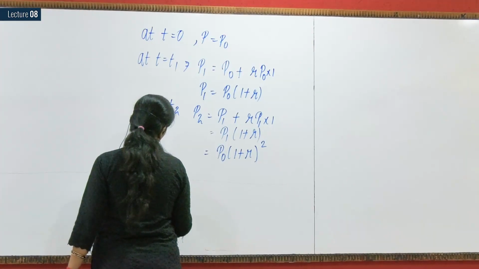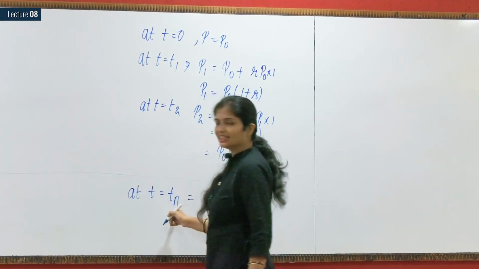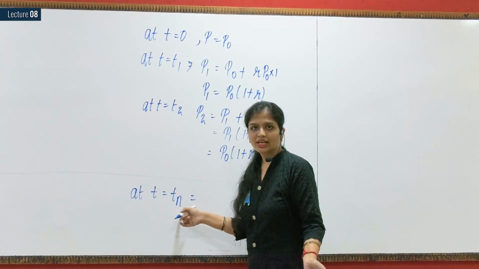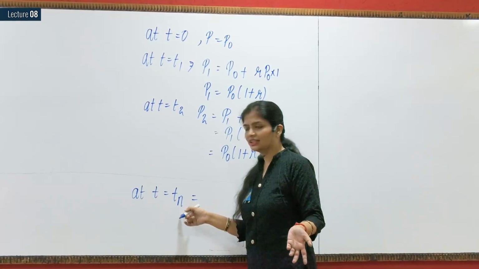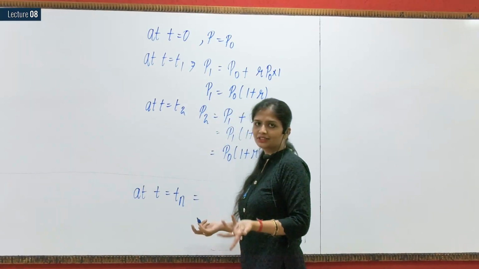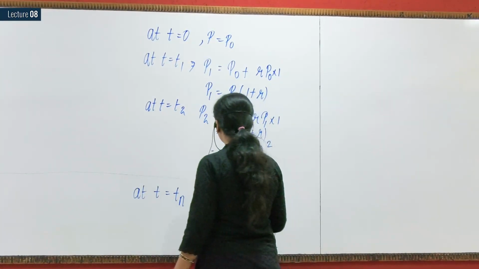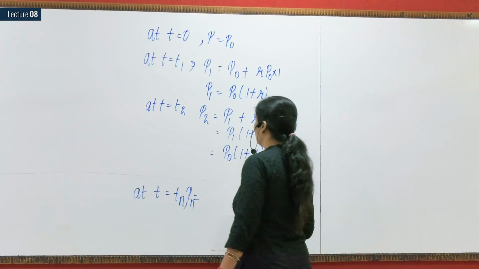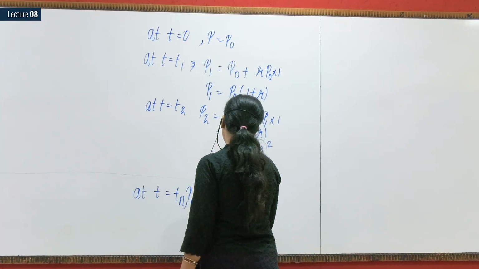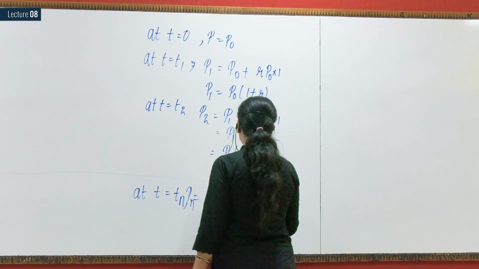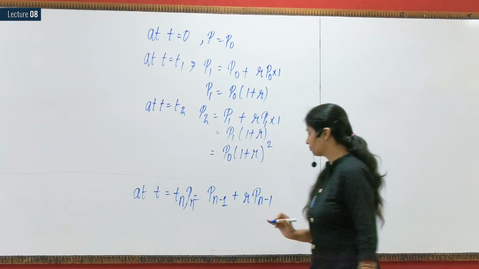Now similarly, at T is equal to Tn, where N is the number of design years. Like if you are talking about a source, design years was 50 years. If you are talking about water treatment units, design years is 15 years. So this n is the number of design years, and here it is the number of decades for which it is to be designed. So now here what you will write, Pn, population at n number of decades, will be Pn minus 1 plus R times Pn minus 1.